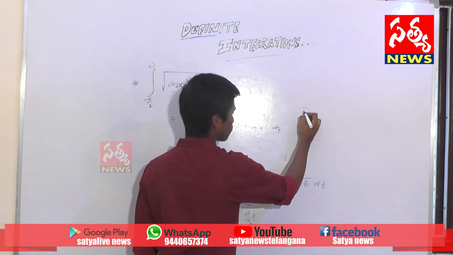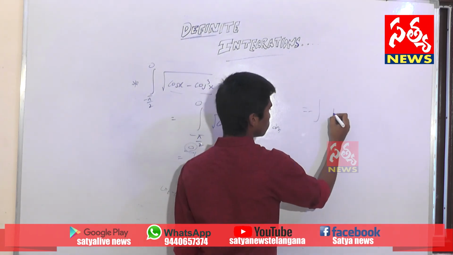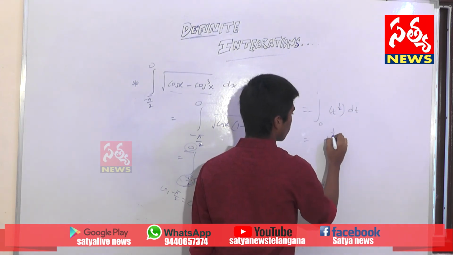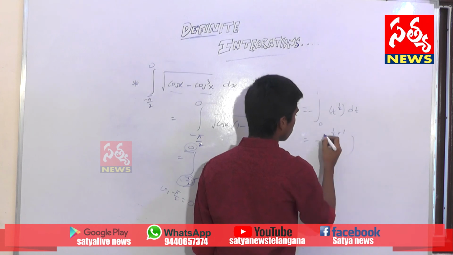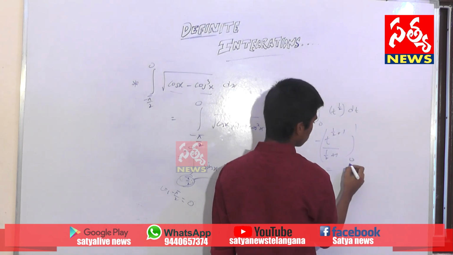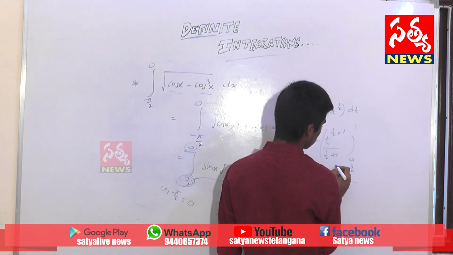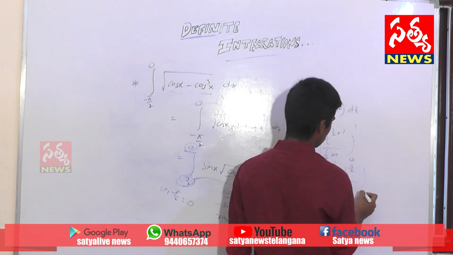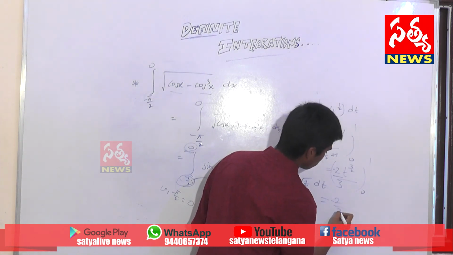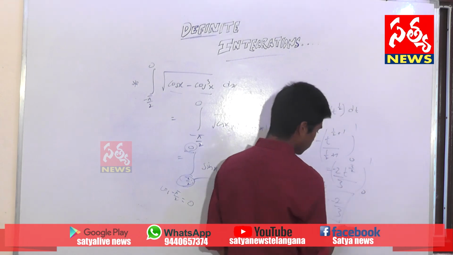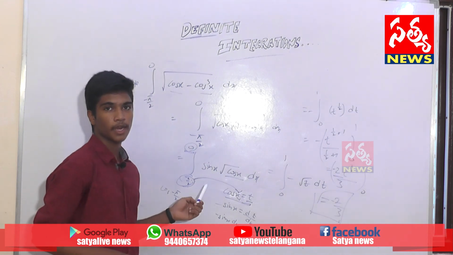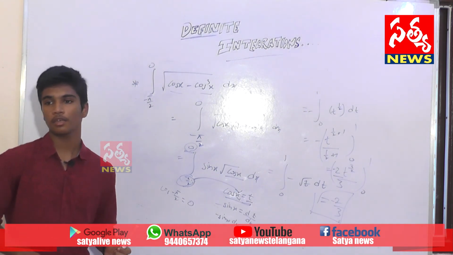Okay? Integration of root t, that is t power 1 by 2, 0 to 1 dt, t power 1 by 2 plus 1 over 1 by 2 plus 1, applying limit 0 to 1. T power 1 by 2 plus 1 means t power 3 by 2 by 3 by 2, with the minus, limits from 0 to 1. Applying limits, the final answer will be 2 minus 2 by 3. Okay. I have given this clear answer in the description. You can check it there.